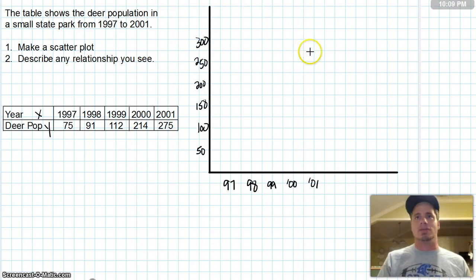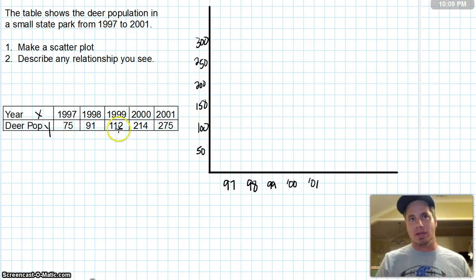Okay, and notice I've only got one quadrant. It's the first quadrant. All of our values here are positive. Usually with real life stuff, we only have positive values. So with the scatter plots, mainly we're doing quadrant 1. So we don't have anything down here or over here.